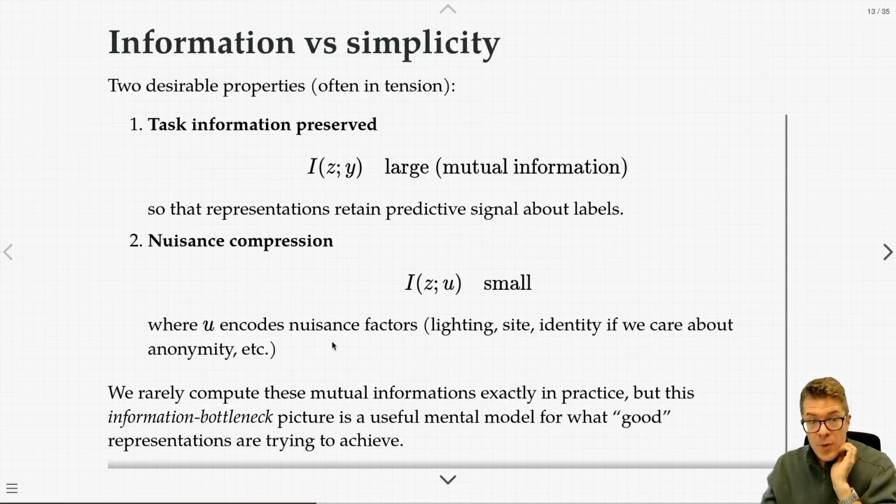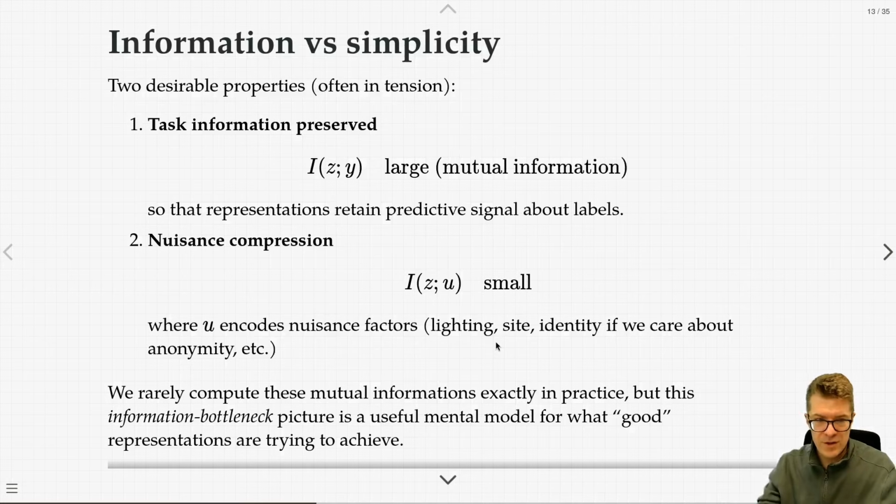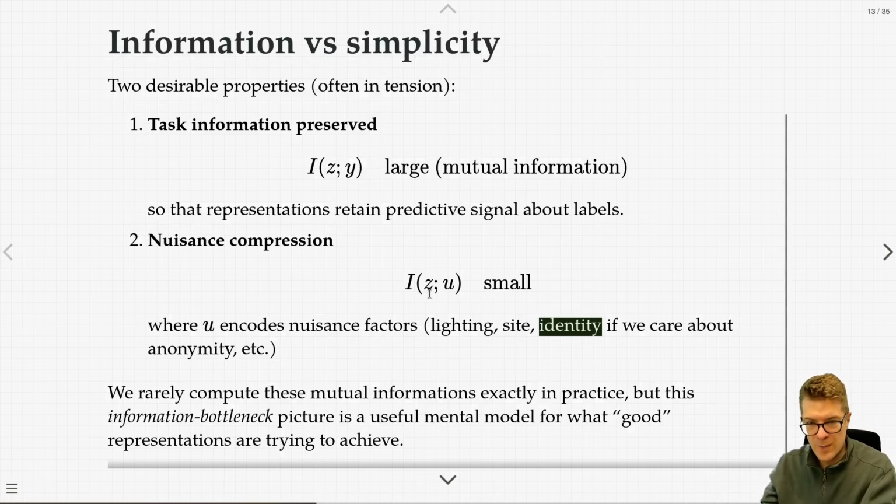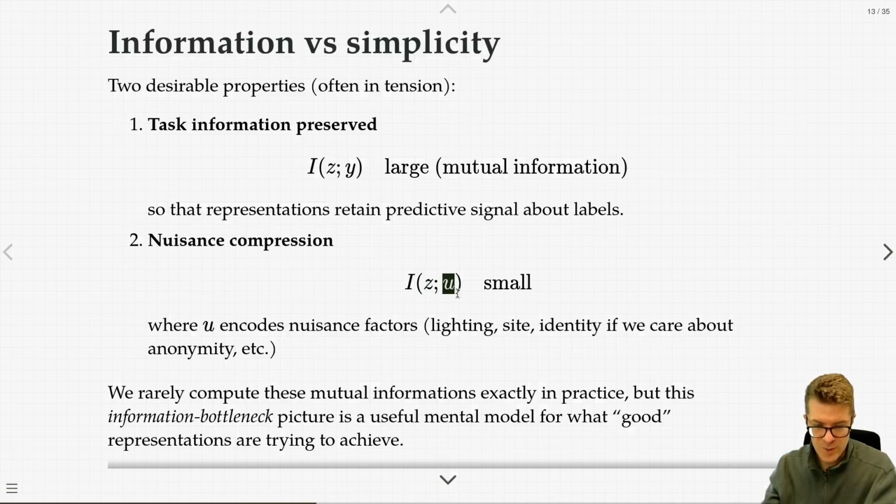The nuisance compression means not including information of noise or nuisance factors. So U, imagine, is a vector or a representation of the nuisance, like lighting, site, identity of the nurses or doctors at the hospital, or the patients if we care about anonymity. So we want representations to not have what is in U. We want the mutual information between the representation Z and the nuisance U to be as small as possible.